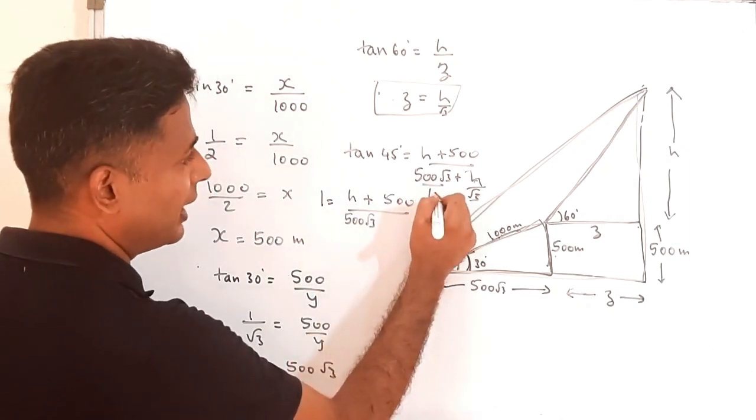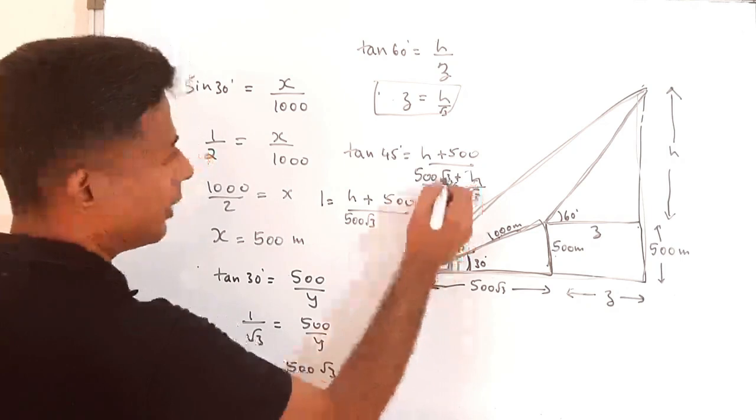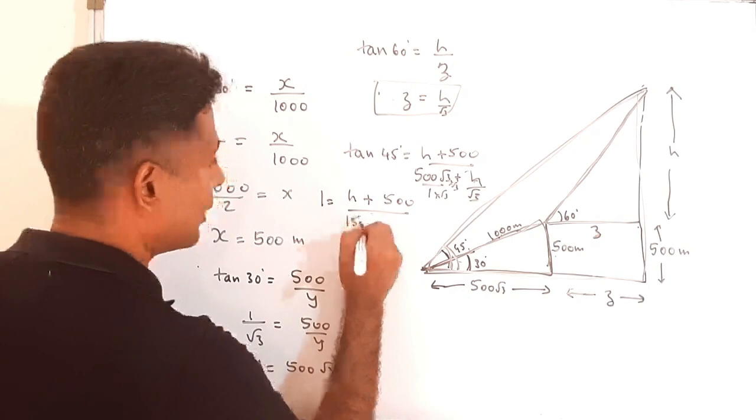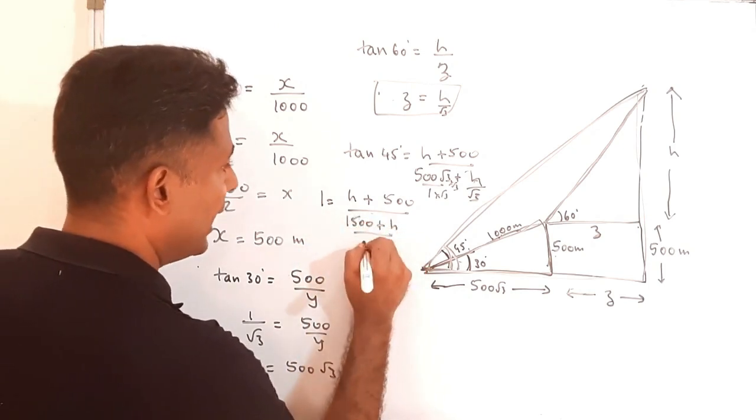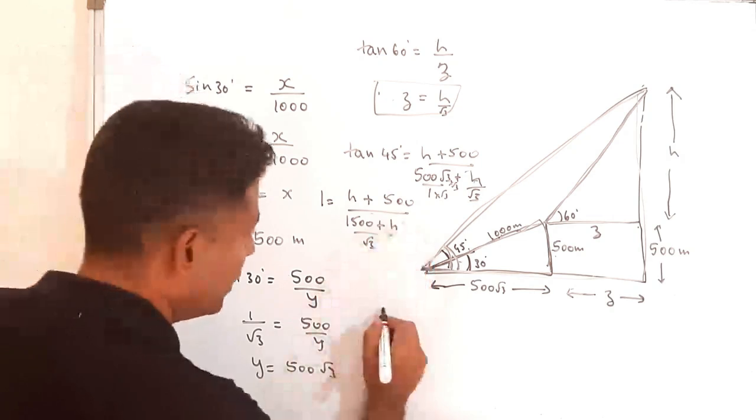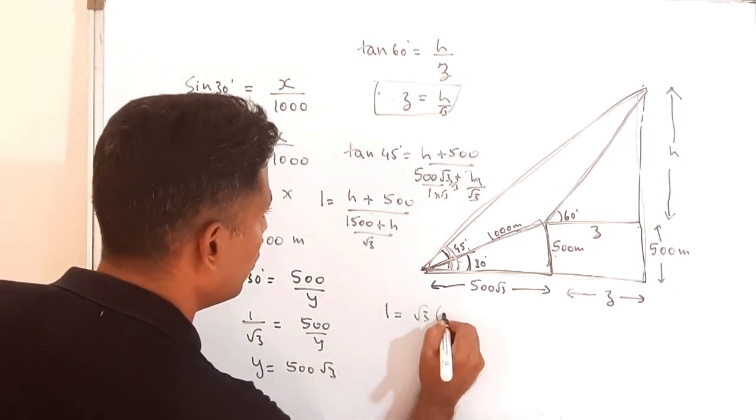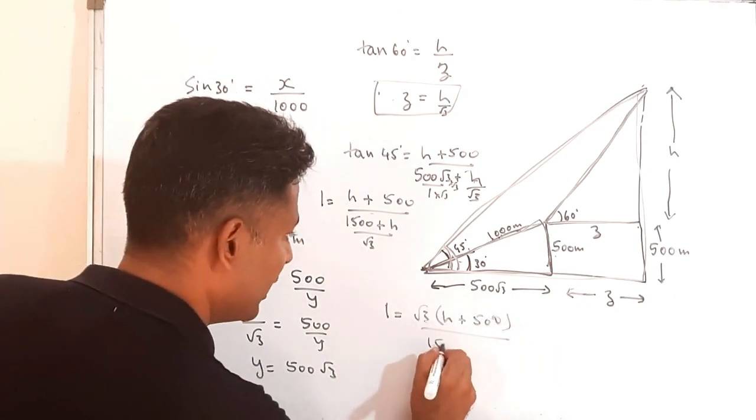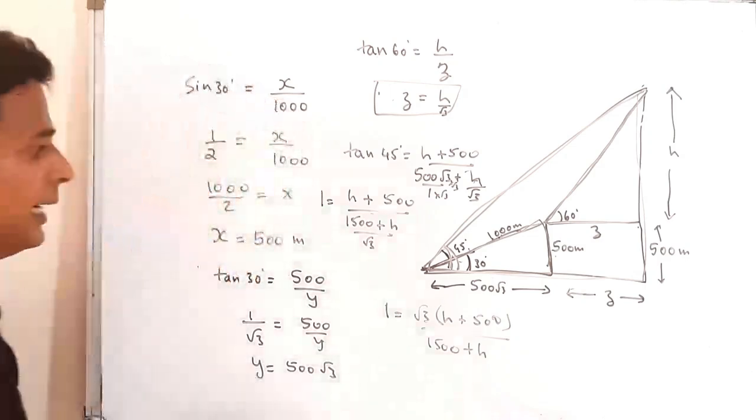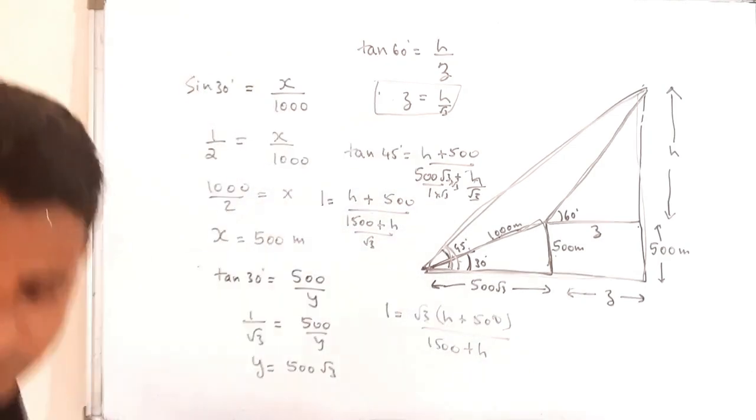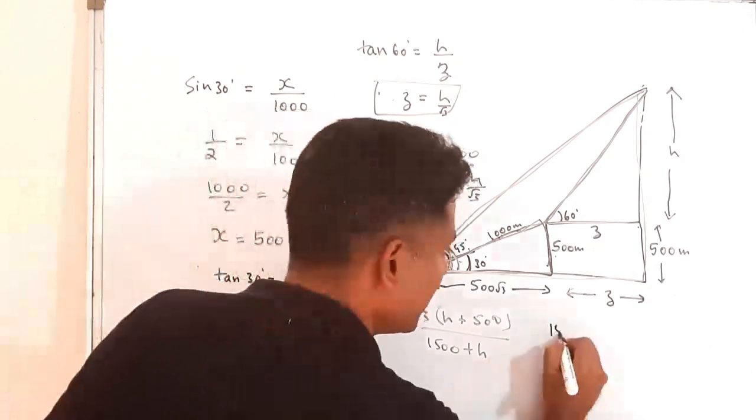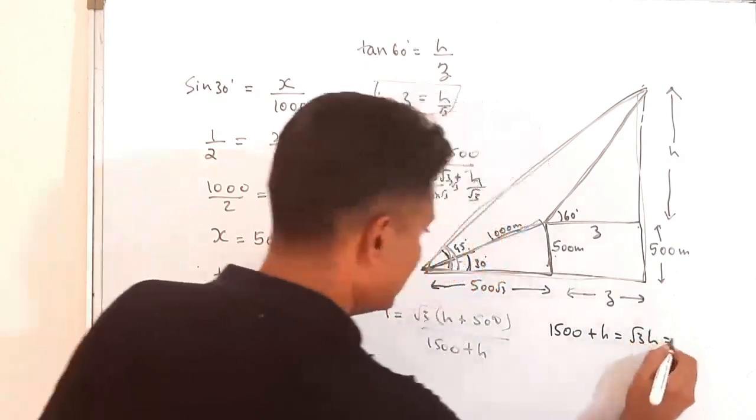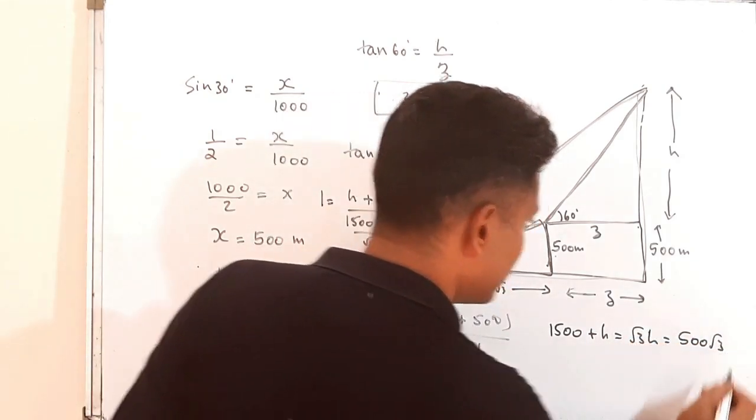Here I take LCM by 1 into root 3 into root 3. Root 3 into root 3, 3. 3 into 500, 1500 plus h by root 3. Now this root 3 goes up. So we get 1 equal to root 3 into h plus 500 by 1500 plus h, right? When I transpose this, this becomes 1500 plus h equal to root 3h plus 500 root 3.